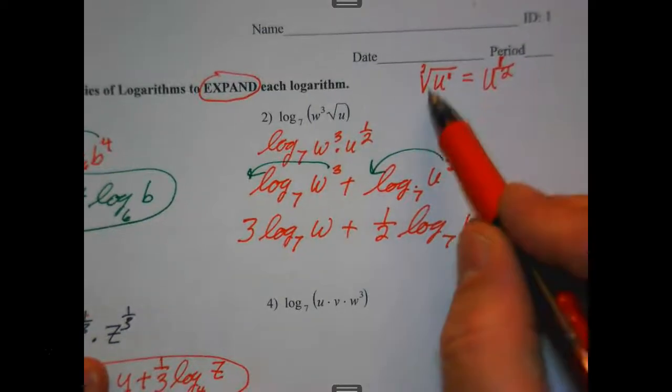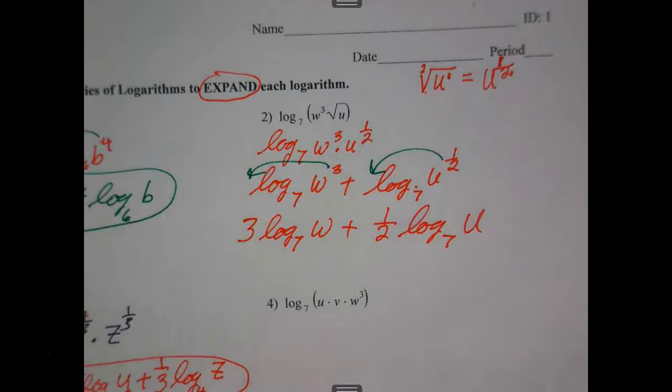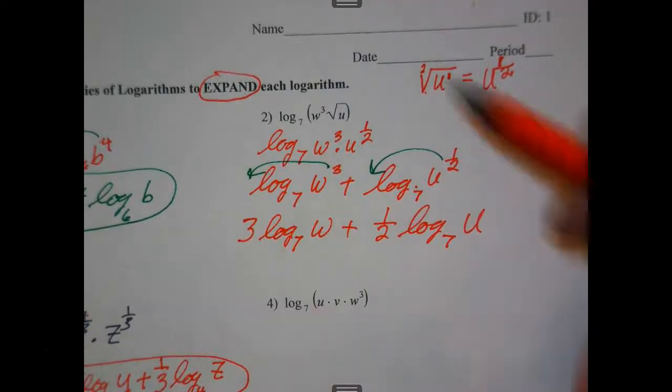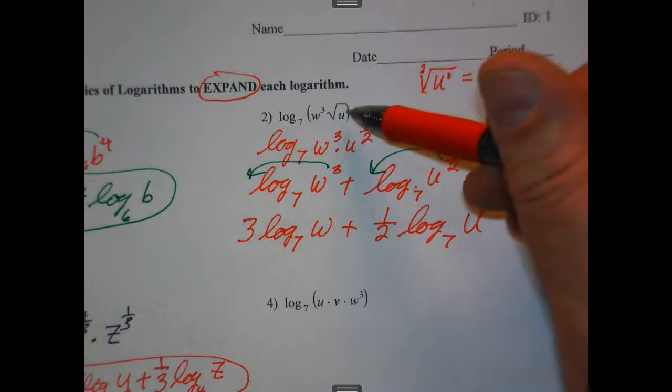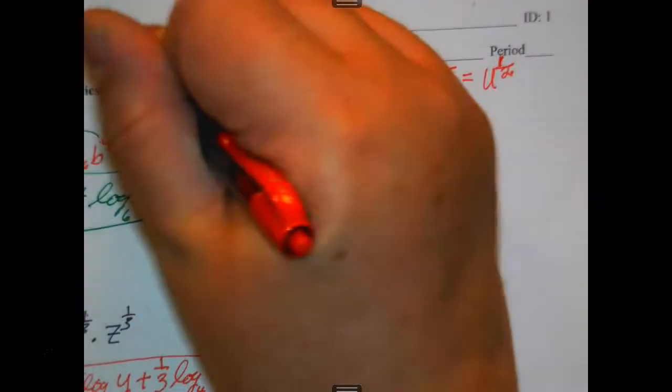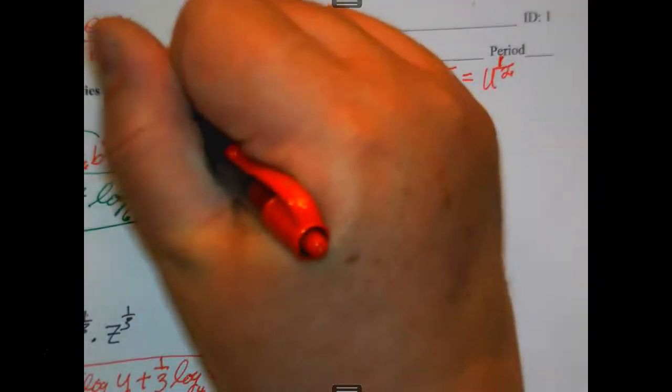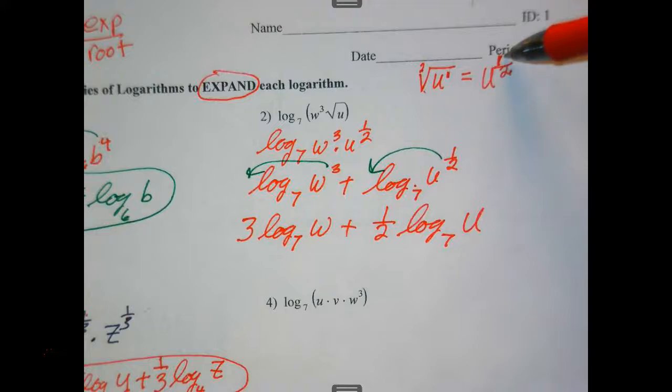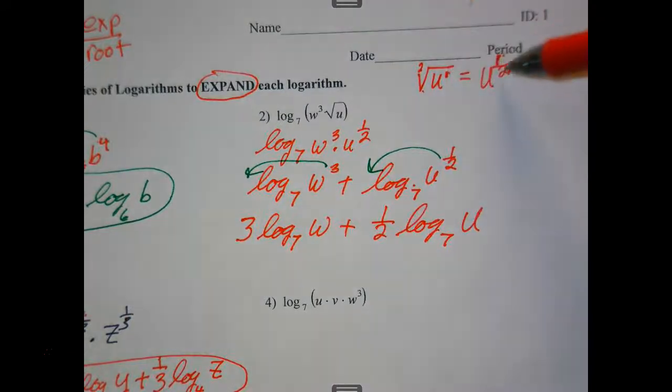The square root is always 1/2. Cube root is always 1/3. Now, if I had a u to the 2nd, then it would be 2/2. Okay, remember it's exponent over root. Exponent of the base u is 1 over the root 2.